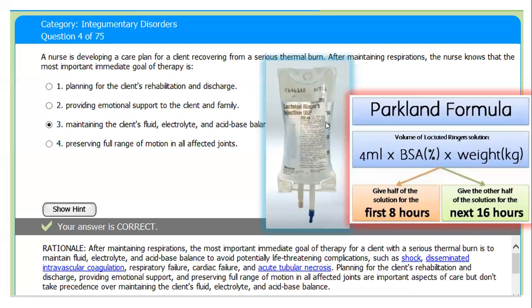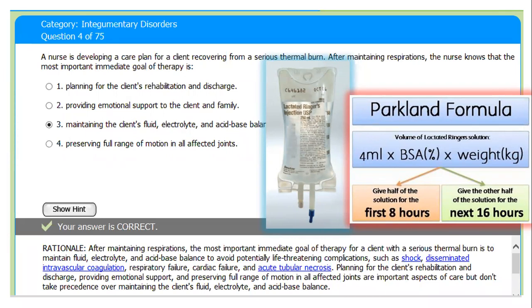The NCLEX board asks a question: how do we calculate how much fluid my patient needs? We use the Parkland formula. The Parkland formula is mathematically expressed like this: 4 ml, this is the constant, multiplied by body surface area in percent and also body weight in kilograms.